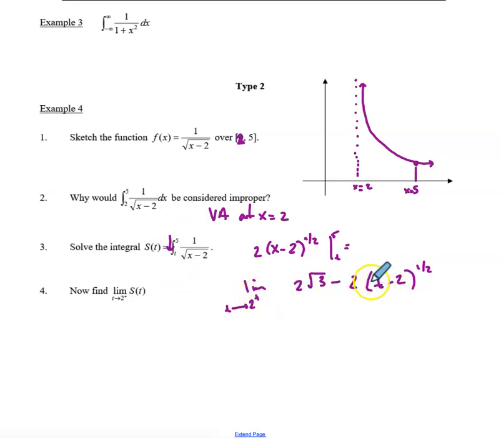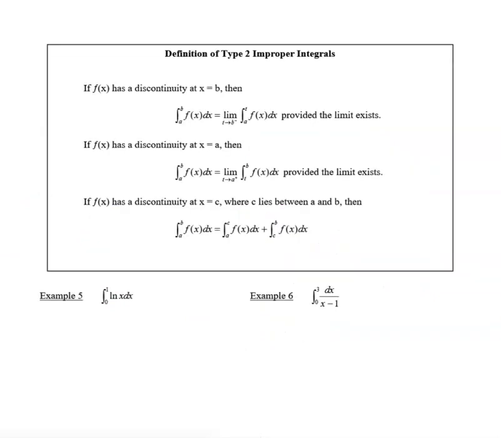So now if I take this limit as we go to 2 from above, something slightly higher than 2 minus 2 is effectively 0. So this term is going to zero out, and my limit will be 2 times the square root of 3. Well, we have just found that this improper integral is convergent, and it converges on 2 rad 3.